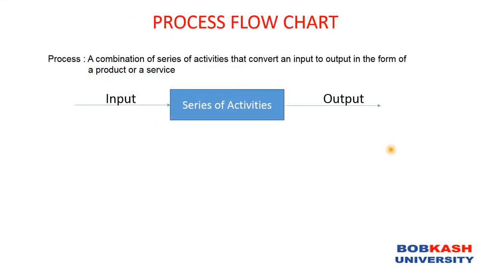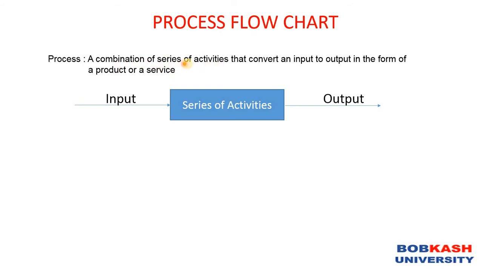Coming to the next, third tool in the 7QC tools, the process flow chart. Process flow chart or flow chart. Sometimes you will see flow chart, sometimes you will see process flow chart. So before that, we need to understand what a process is. So what is a process in general? It's a combination of multiple series of activities, right?